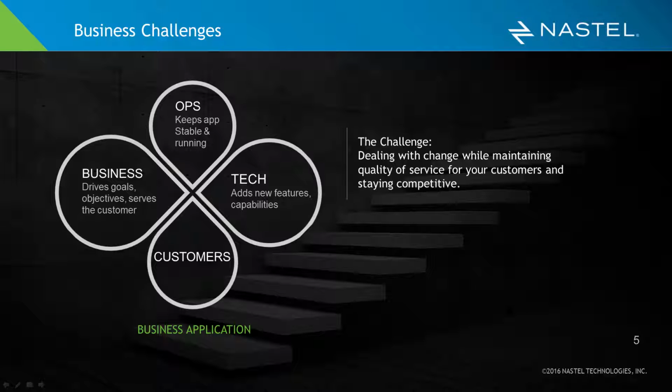So looking at this from the business side, we have the obvious. Our business, of course, their main interest is the customers. They want to make sure they keep them happy, they get more of them, and they retain the ones they have. Tech is there to build what the business needs to accomplish its goals. And ops, whether it's the IT ops or the DevOps flavor, is there to make sure it's all running.